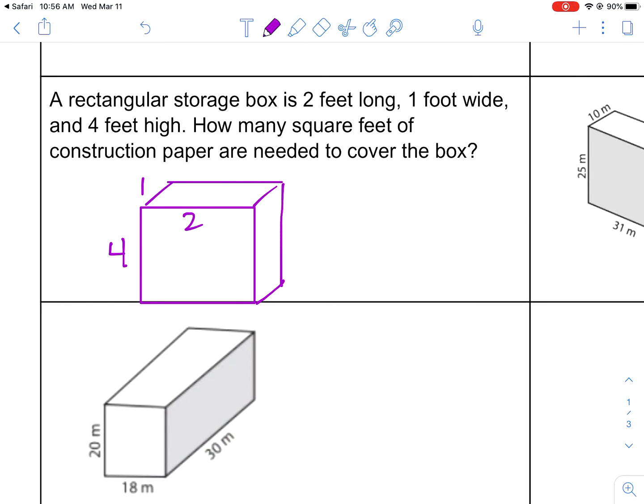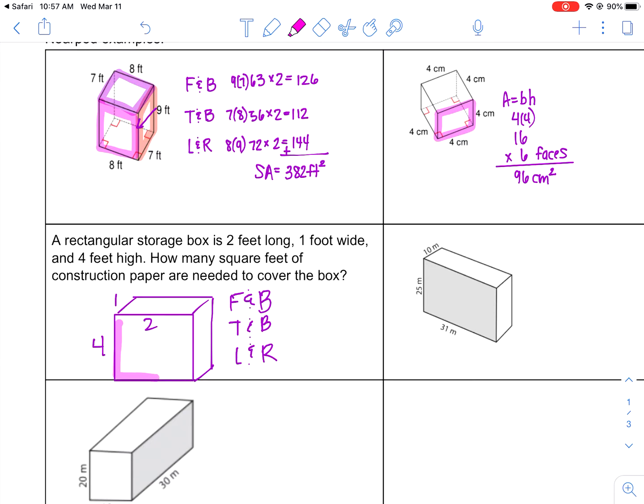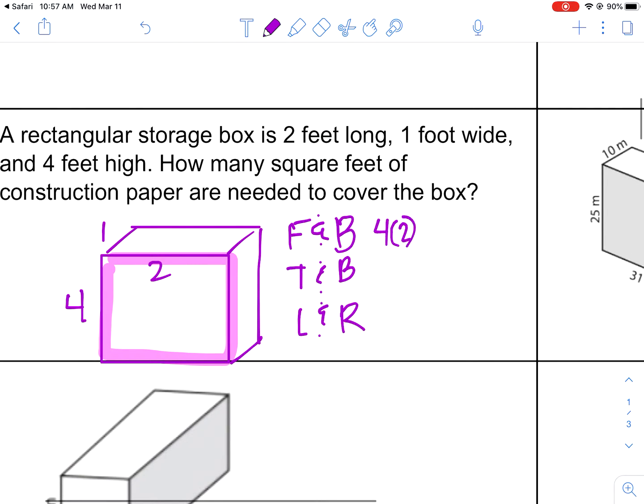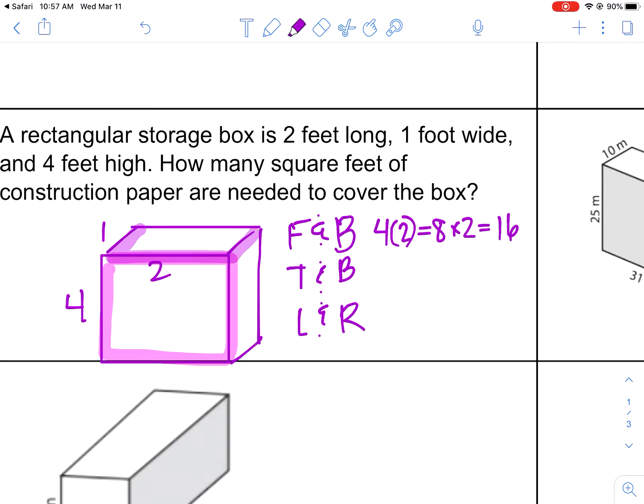There we go. So when I do this, I still have, just like that previous example, front and back, top and bottom, left and right. In this shape, my front shape is 4 by 2, which is 8, and there are 2 of them, which makes 16. My top and bottom shapes are this skinny little rectangle at the top, and I can see with my measurements that's 1 by 2. There are 2, so I have a total of 4.